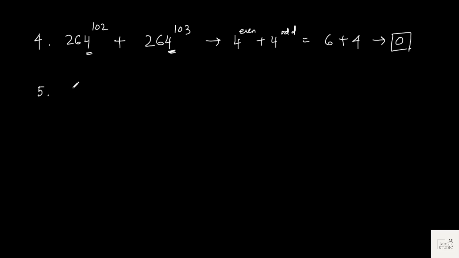Let's take one more example. 2464 to the power 1793 times 615 to the power 317 times 131 to the power 491. What should it be?